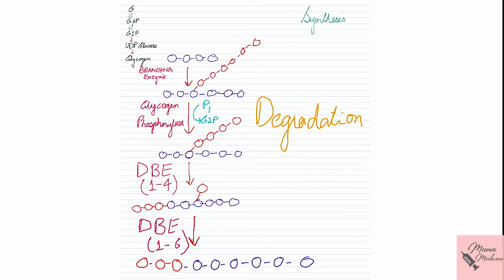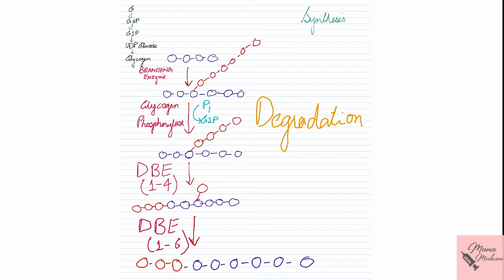This is a branch point, and here the linkage is of alpha 1,6 nature. It means that there is a connection between carbon number 1 and carbon number 6. And in an alpha 1,4 linkage, there is a connection between carbon number 1 and carbon number 4.